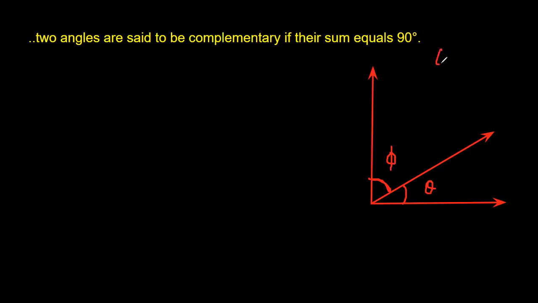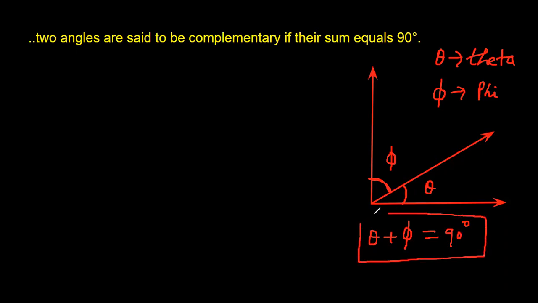This letter theta is a Greek letter. We pronounce it theta. And another one, this is also a Greek letter. This is phi. So theta and phi, in this case, we can say theta plus phi will always be 90, because we are actually dividing that 90 degrees in two parts. However small or big these parts are, their sum is always going to be 90 degrees.